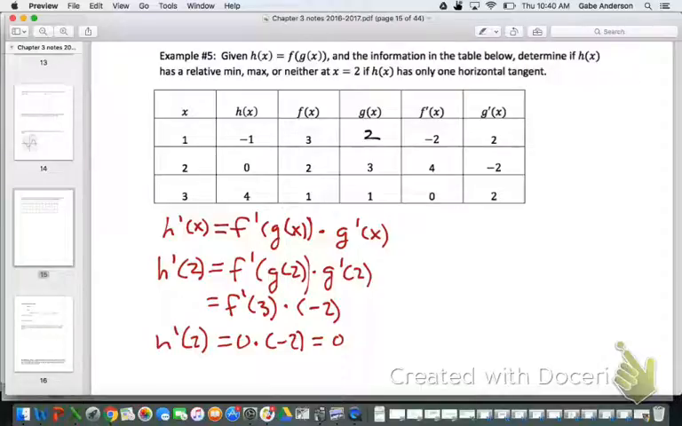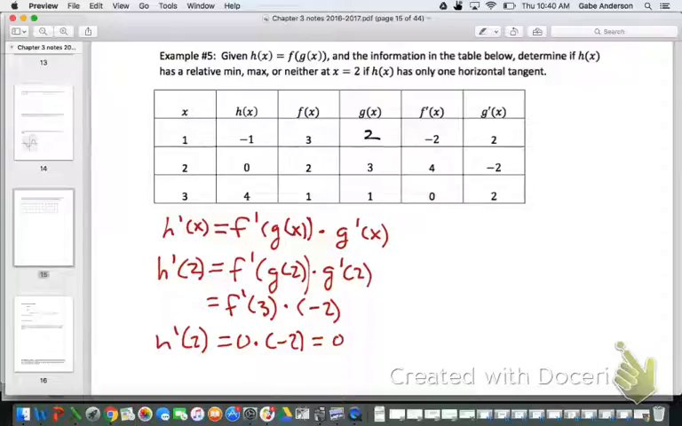So we've confirmed that 2 is a viable candidate. It is actually a place where you could have a relative min or max, or it could be neither. It could be an inflection point. So we've established that as our candidate. We've got to now decide, okay, what is it? So how could I decide whether x equals 2 is a relative min or max or neither of h of x? What do you think, Blake?